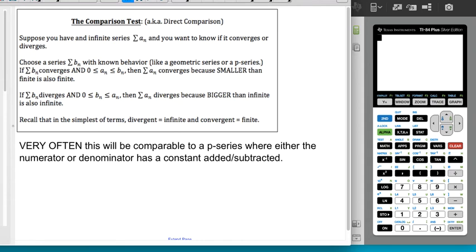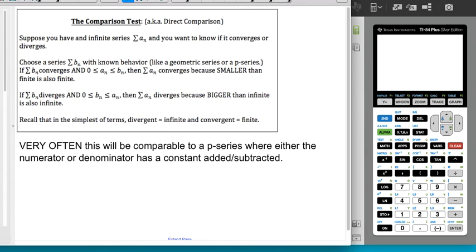So suppose you have some infinite series, you're summing a sub n, and you want to know if it converges or diverges. Notice here we're not even bothering to say starts at n is 1 and ends at infinity. We get that it's infinite. We don't really care if it starts at 1 or 2 or 3 because those first couple finite terms don't really matter. So you're going to choose some other series, b sub n, that you know the behavior of, right? So like a geometric series or a p-series.